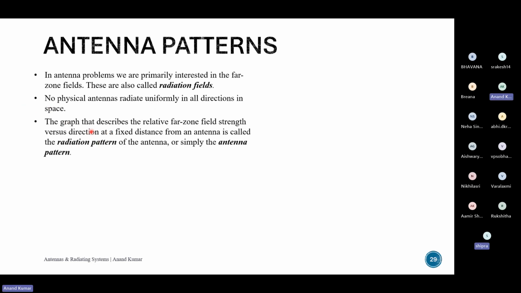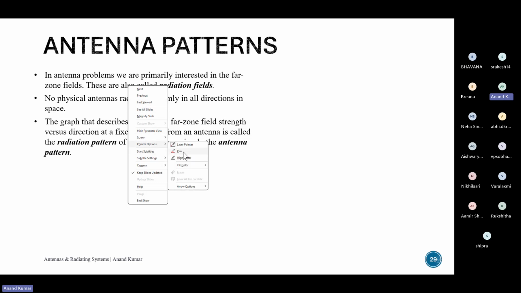So there is something called radiation pattern. It is a graph that describes the relative far field zone strength versus the direction at a fixed distance from the antenna. Or it is simply called the antenna pattern. So maybe I'll try drawing something if this works out.